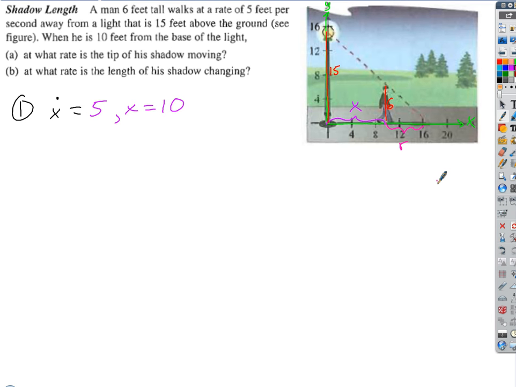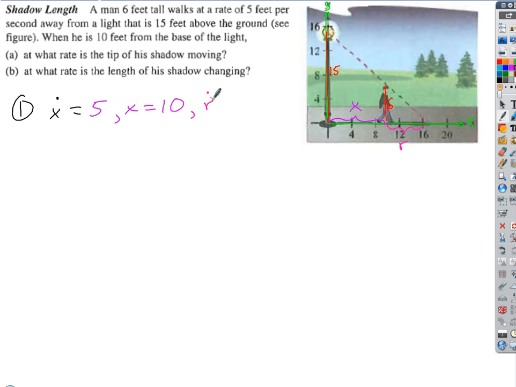So what do we know here? We're looking for R dot. Actually, that's part B. Yeah, part B. Okay, so for part B, we're looking for R dot, right? Let's do part B first. Okay, what's gonna be our equation?